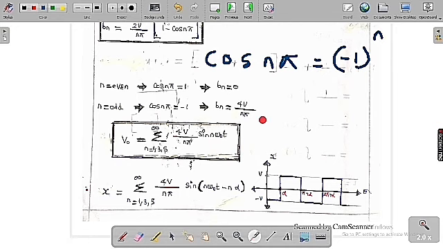Suppose I am going to shift that signal. If I shift that signal by a small amount alpha, that new signal is called x. This is the new signal obtained by shifting the previous signal by a small angle alpha. Then you get the new signal expression: x is equal to sigma n equal to 1, 3, 5 up to infinity of 4V by n pi into sin of (n omega naught t minus n alpha).